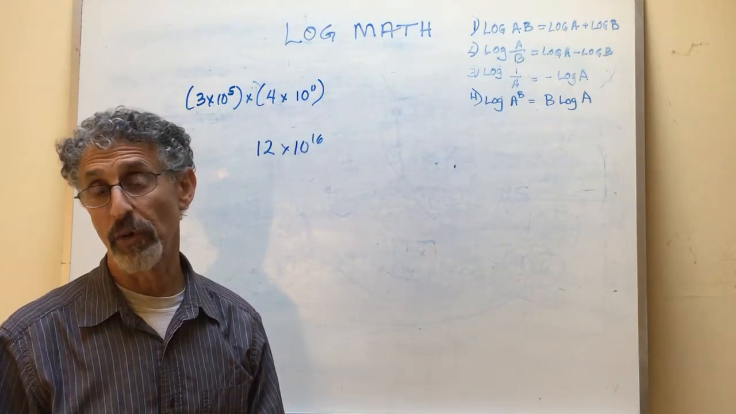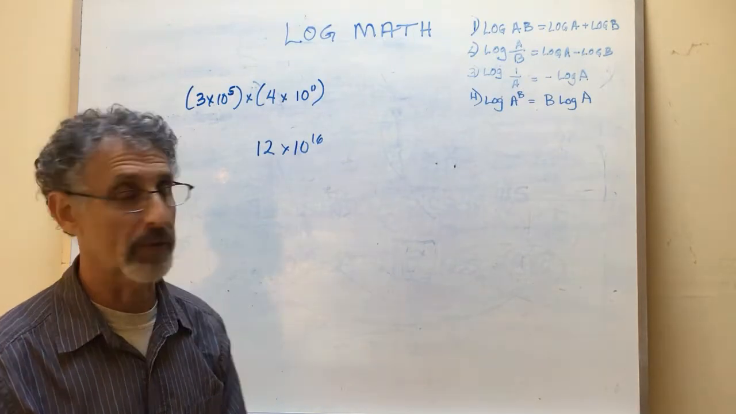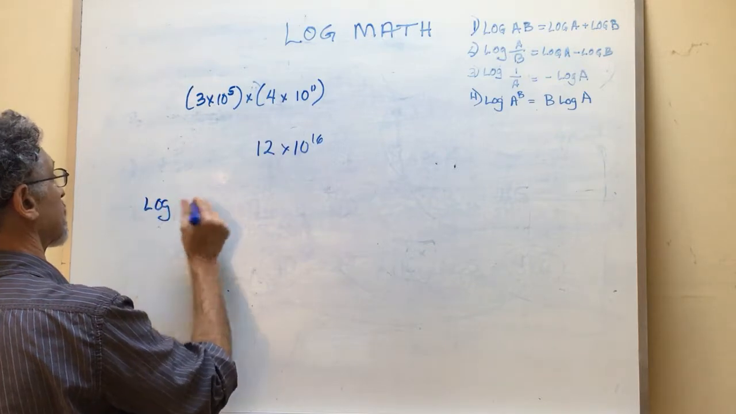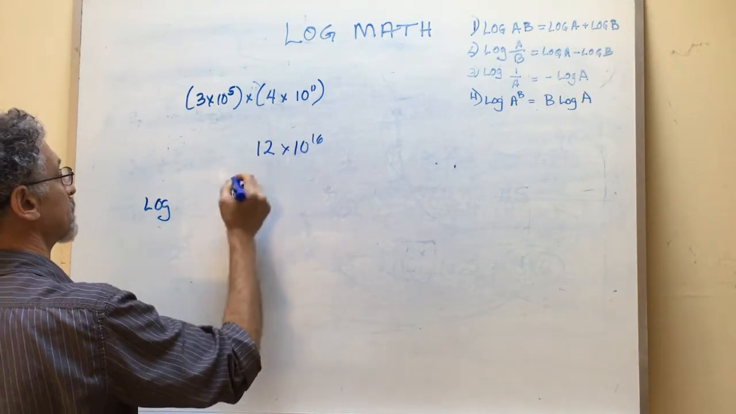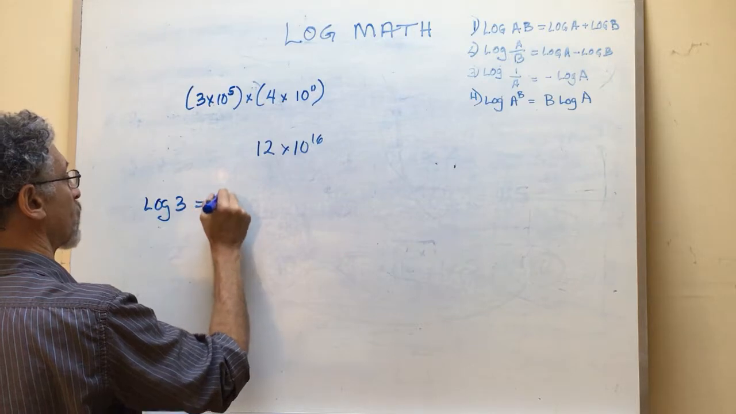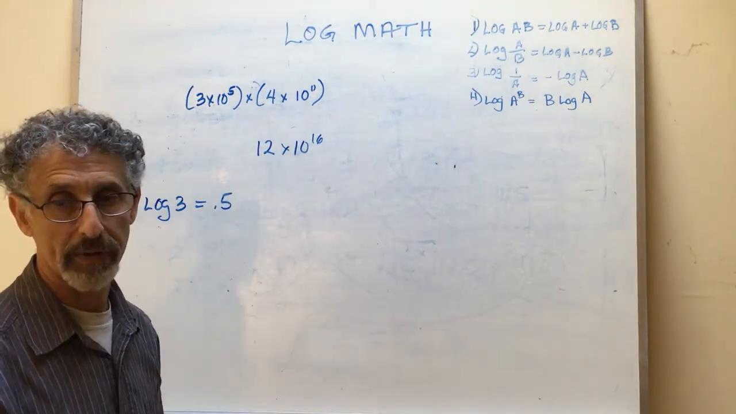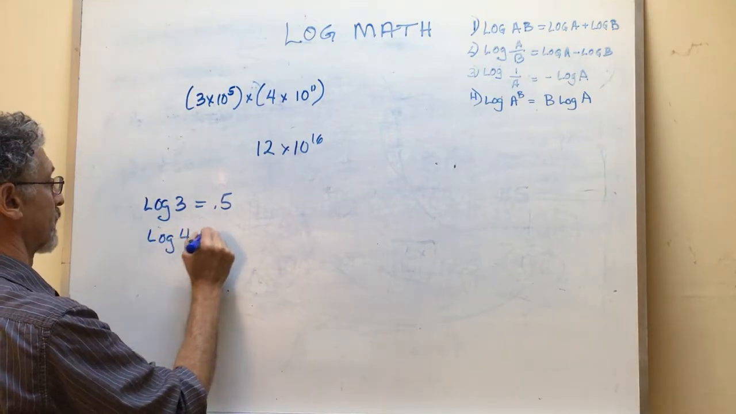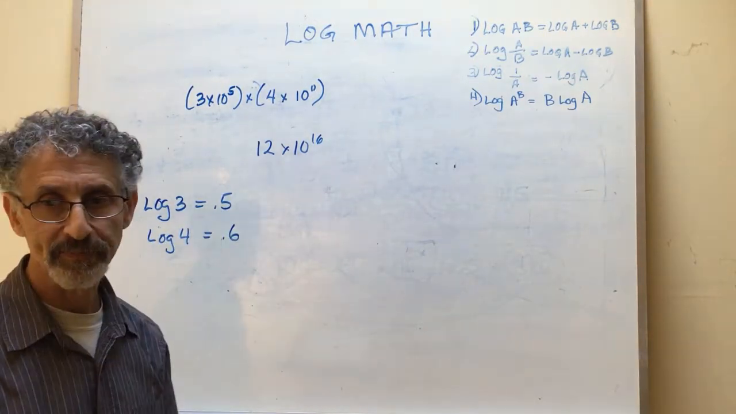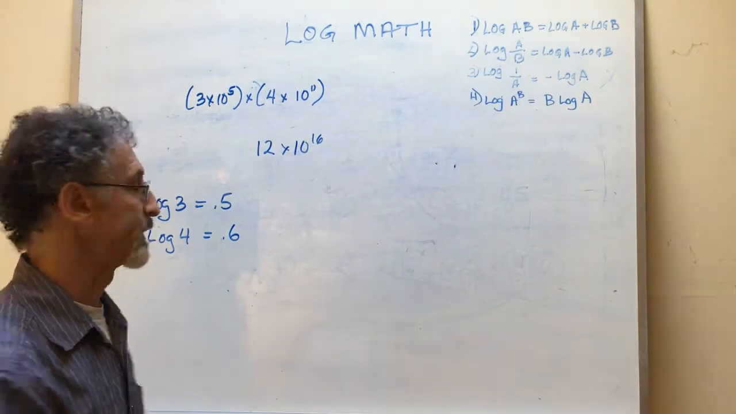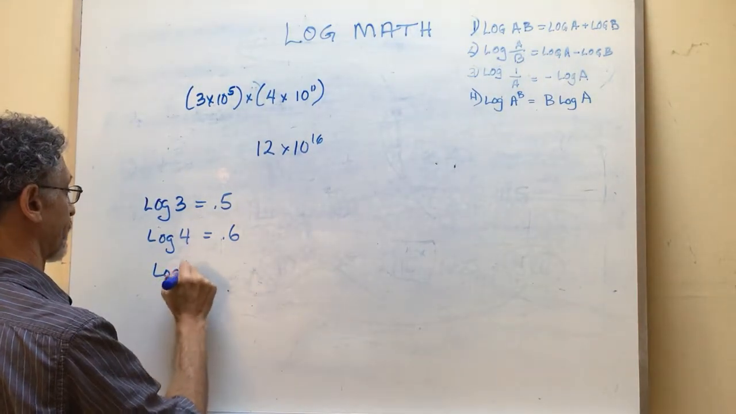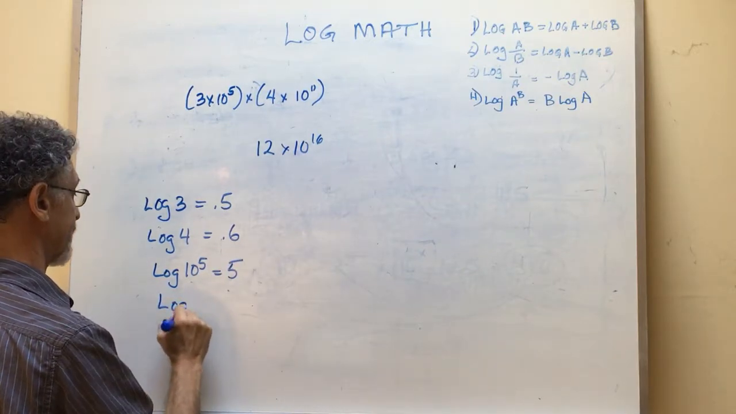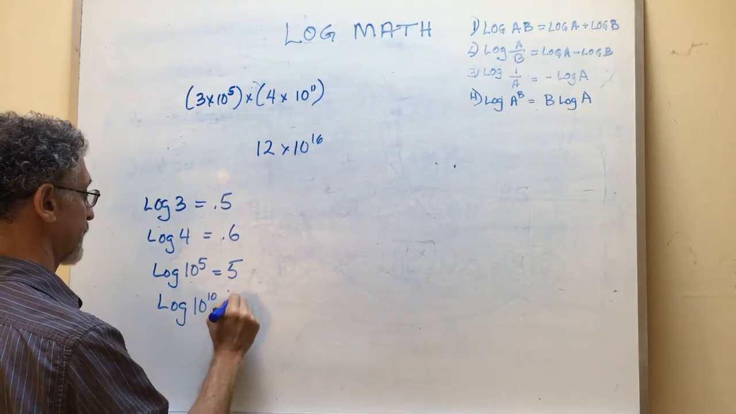Now, what if we want to know what is the log of this number? So if we want to know the log of 3, it is 0.5 from the table before. The log of 4 is 0.6. The log of 10 to the 5th is 5. And the log of 10 to the 11th equals 11.